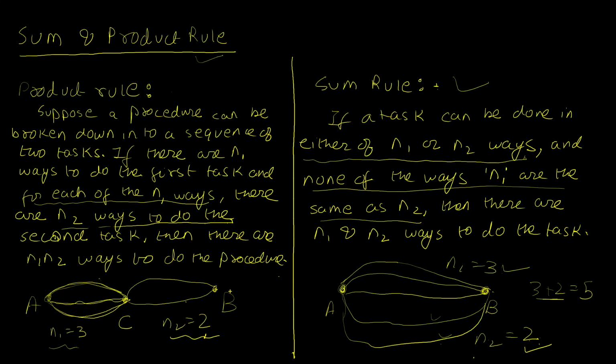And like I said, the nature of the problem will be enough for you to decide which rule to use. And we have established that for these type of problems, the number of ways is given by the product N1 N2. And for these type of problems, the number of ways are given by N1 plus N2. Alright, with those basic ideas in mind, we'll dive into a few problems next.